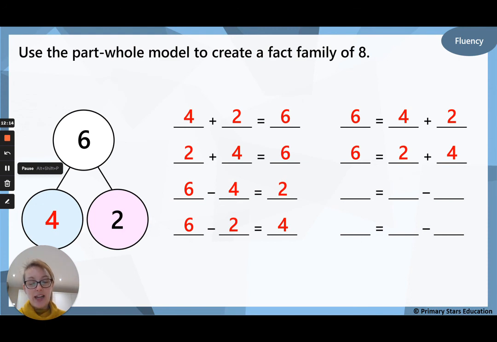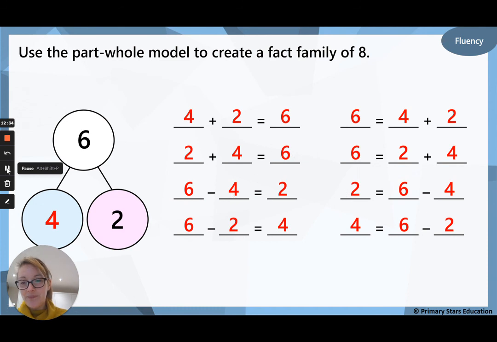And then let's look at our last 2 subtraction number sentences. So you should have had 2 equals 6 take away 4, and 4 equals 6 take away 2. Well done if you managed to find all of those number sentences.